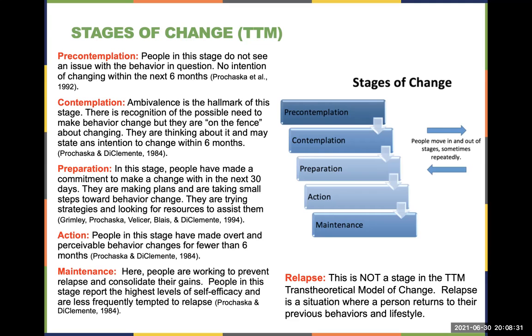The next stage is contemplation. And what's really important with contemplation, how you know a person is in contemplation, is because of the way they're speaking, their narrative. Aspects of ambivalence. In other words, they're sitting on the fence. They know they have a problem. They can see the consequences of it. They might even go, I really should try to make some changes, but I don't want to. I really think I want to keep doing this, right?